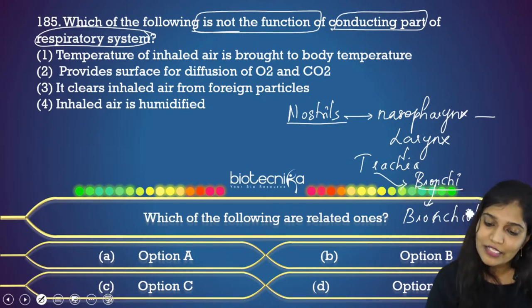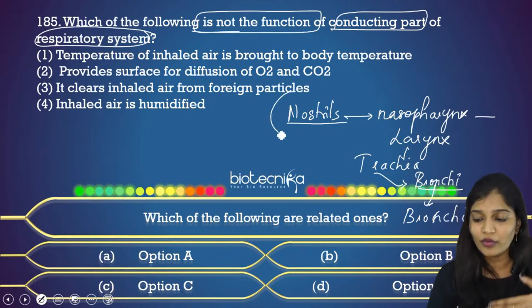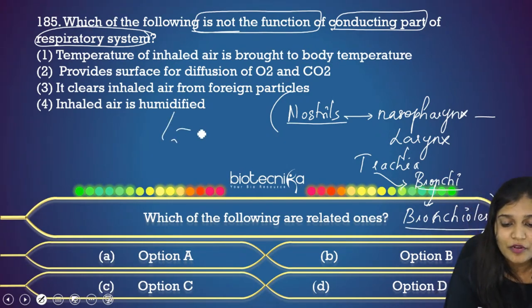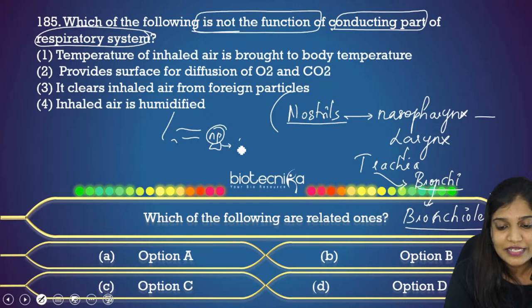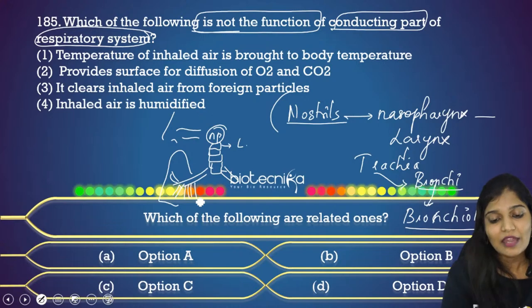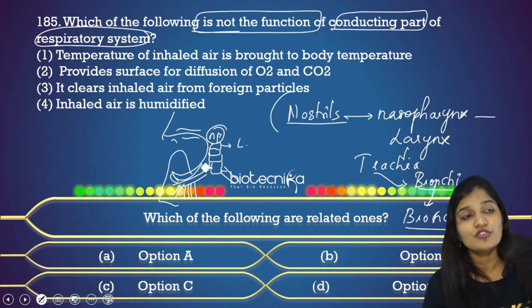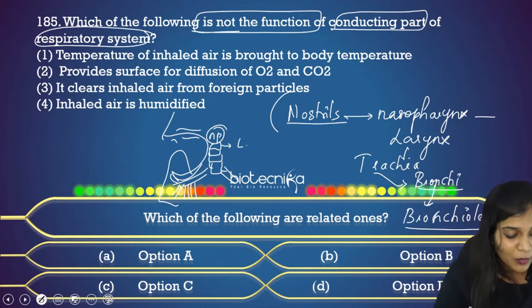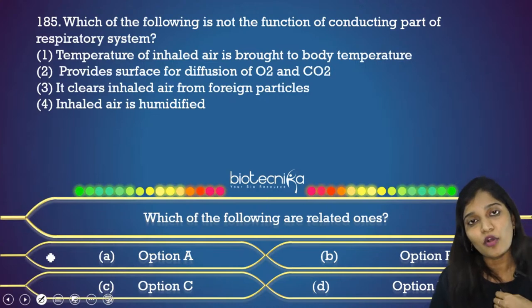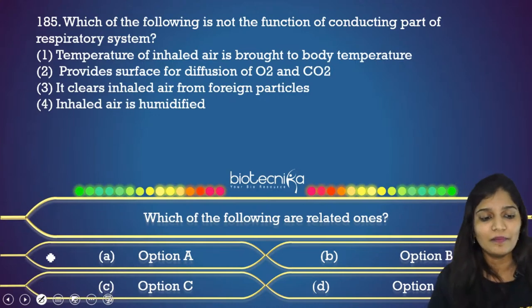So until this part, from the nostril area till the bronchioles, we used to call it the conducting part. Suppose if we are talking about the nose, from here it actually goes, and then you have a nasopharynx, and then you have a larynx here, and then you have a trachea, and then you have bronchi, and then you have bronchioles, like minute branches, like this. And from here till this part, we used to call it the conducting part. Now the question is, which is not the function of the conducting part? From nostrils till the bronchioles, what is the role not performed by them?